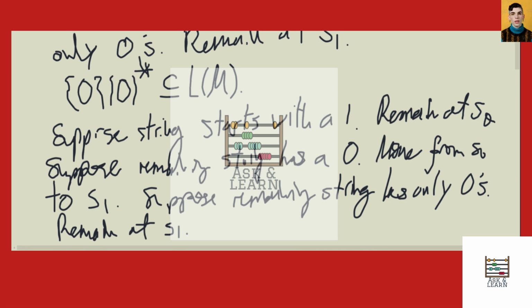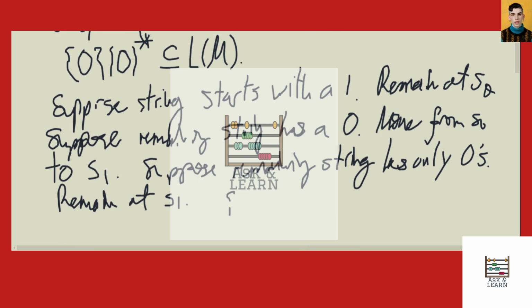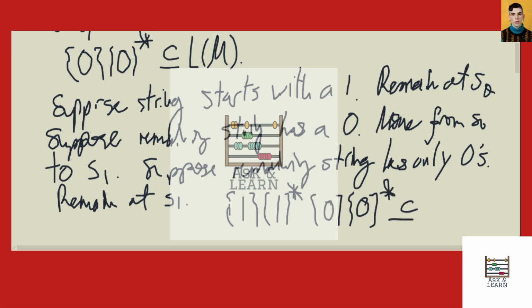And so it follows that all strings consisting of only ones followed by at least one zero are in the recognized language. So in other words, strings of the form concatenation of the set containing 1 and the Kleene closure of the set containing 1, and the set containing 0 and the Kleene closure of the set containing 0, is a subset of the recognized language.